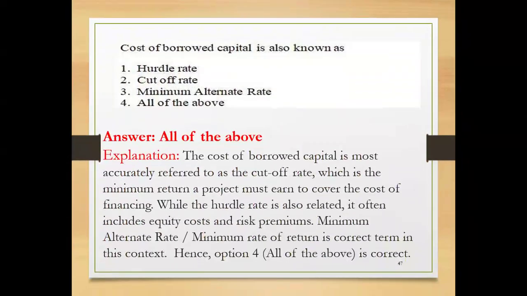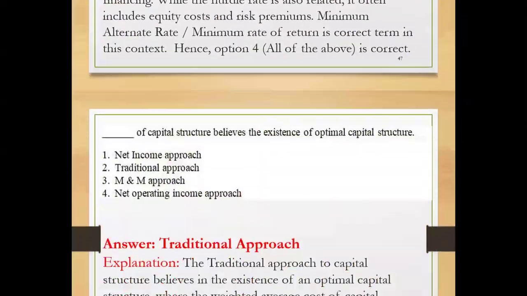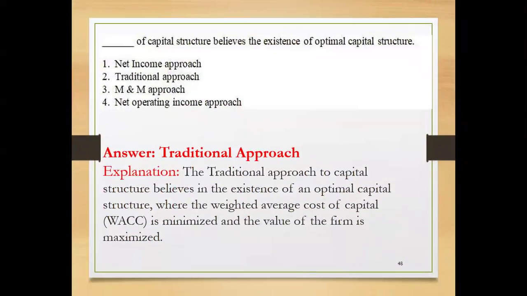Cost of borrowed capital is also known as, a very important, frequently asked question. Is it hurdle rate, cutoff rate, minimum alternative rate, all of the above? All of the above. So the cost of borrowed capital is most accurately referred to as the cutoff rate, which is the minimum return a project must earn to cover the cost of financing. Hurdle rate is also related to that, and minimum alternative rate is also correct. The correct option is all of the above.